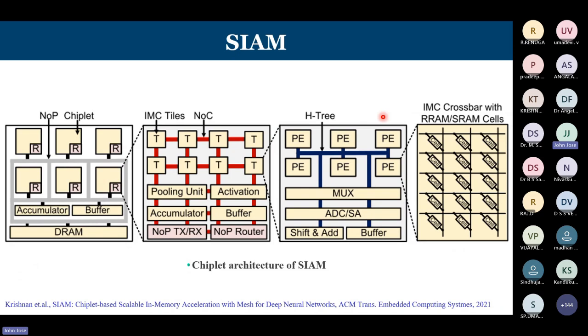So you have a chiplet architecture. What I mean by chiplet is that multiple chips are connected together and there is a network on package communicating between chips. So your neural network can be mapped on this. Each of these chiplets consists of multiple tiles, so you have a network on chip inside that. This is network on package, one hierarchy up. Each tile consists of processing elements, and each processing element consists of an in-memory computing memristor crossbar.